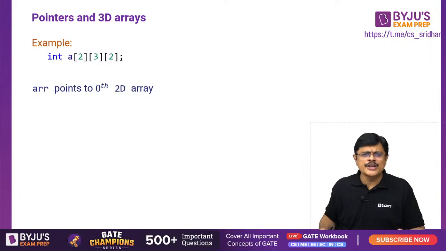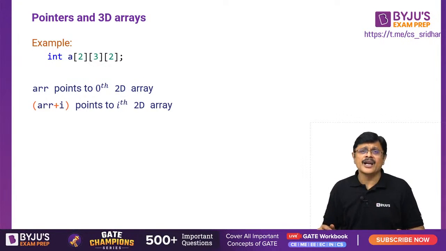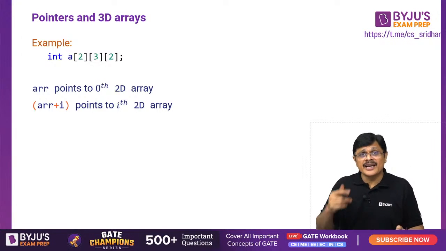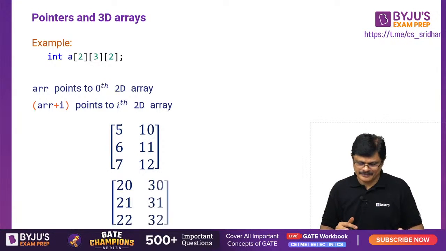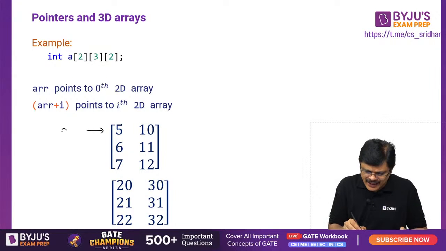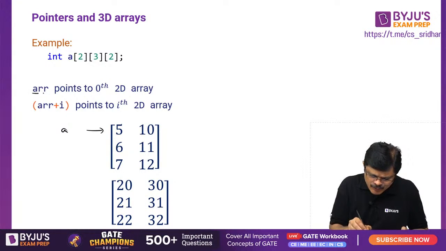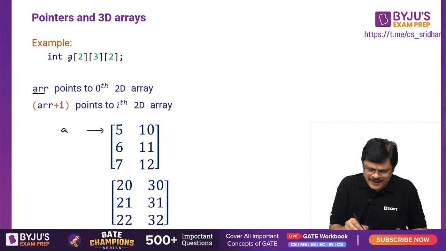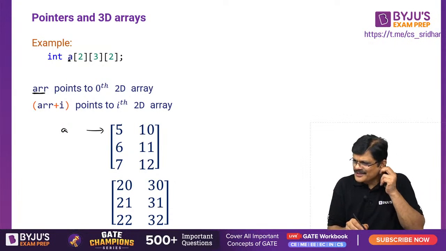So ARR points to what? 0th 2D array, I already told you. ARR plus I points to ith 2D array, starting from 0th 2D array. Here it is given as A, and I am talking here as ARR. Sorry, there was a printing mistake, this is ARR and this is A. Please don't get confused, you can replace it. Sorry for that.